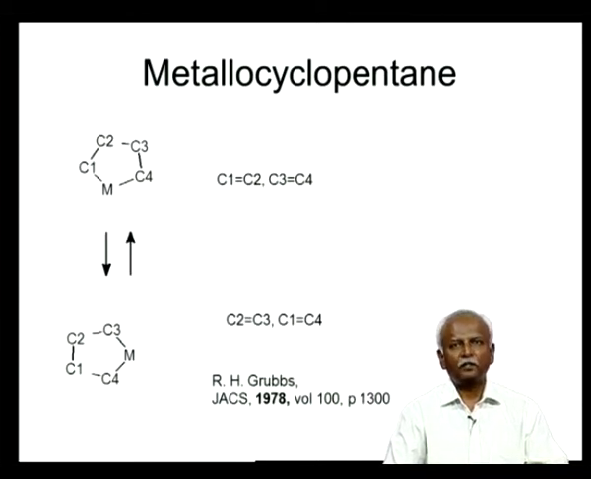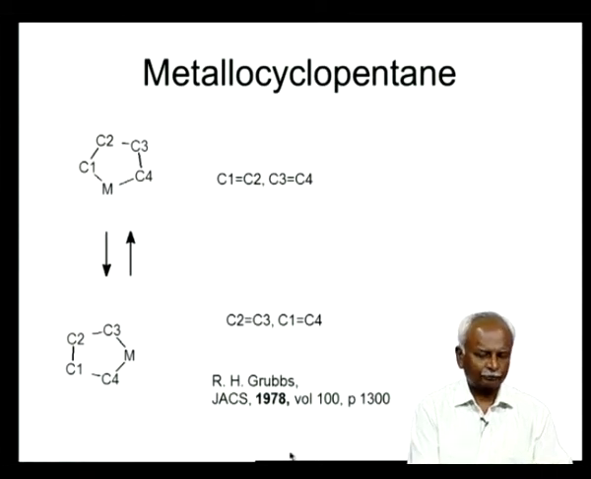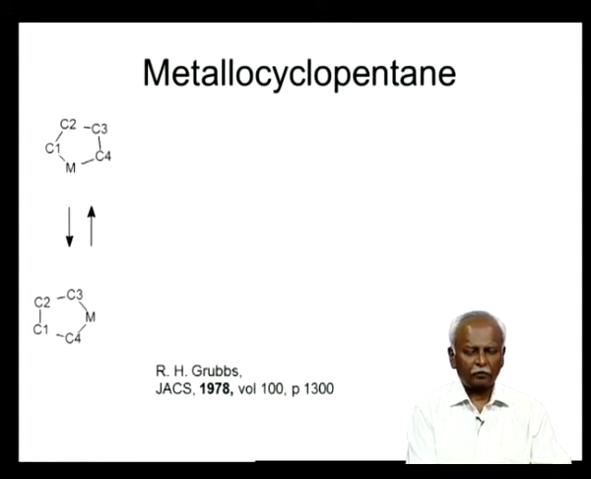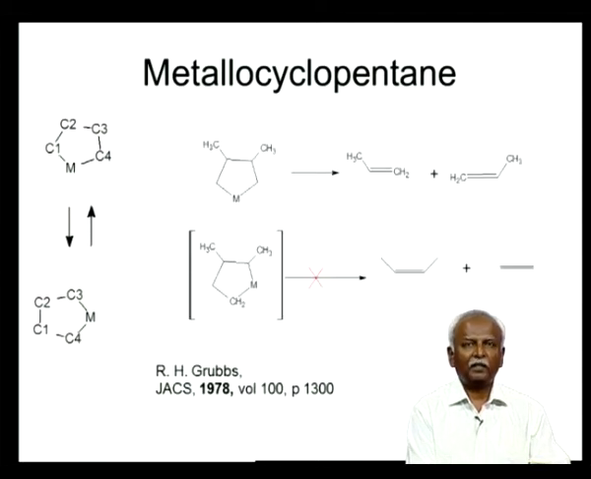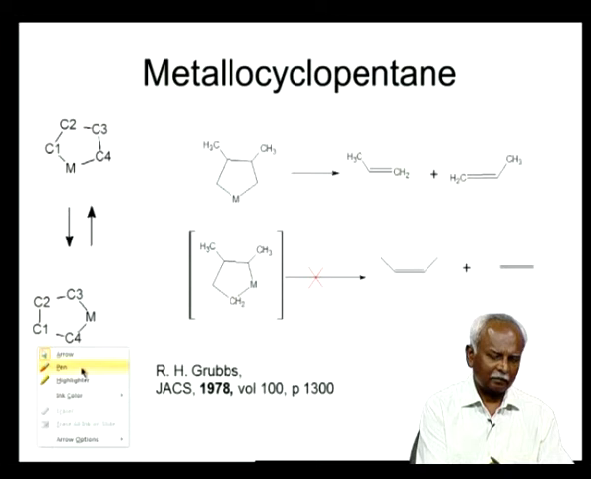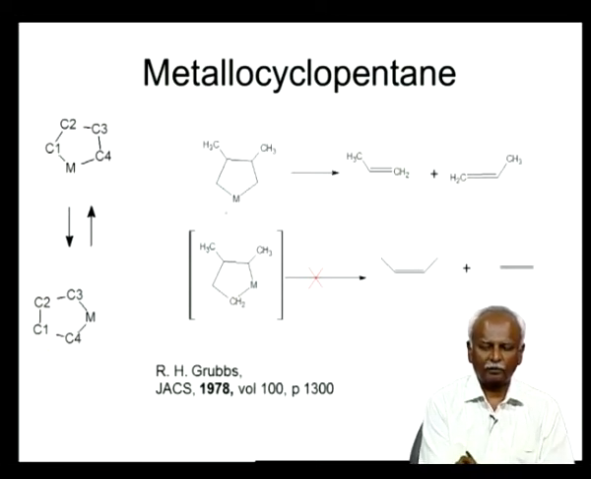One person who tested this possibility was Grubbs, the person who studied the metathesis reaction extensively, and this is described in the Journal of the American Chemical Society paper, on page 1300. Now, let us take a look at how he tested out this possibility. In order to test the possibility of this isomerization, he in fact made a metallacyclopentane. So, let us take the metallacyclopentane, which is pictured here.